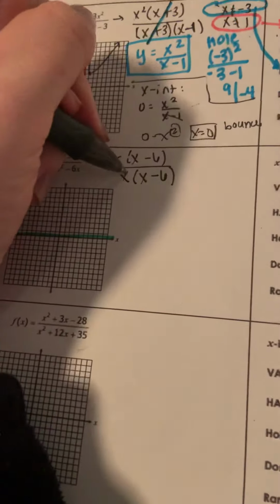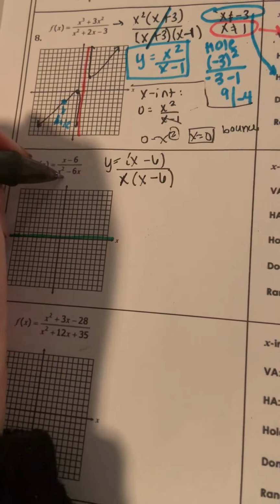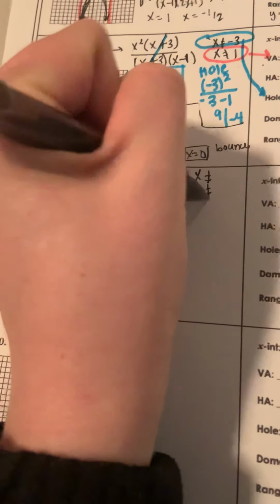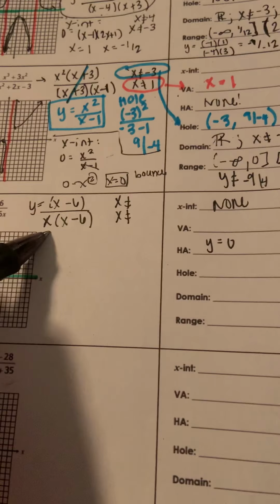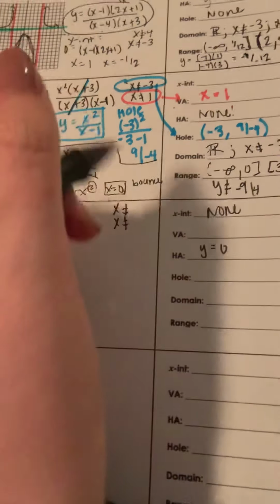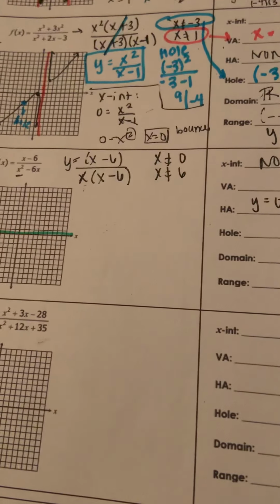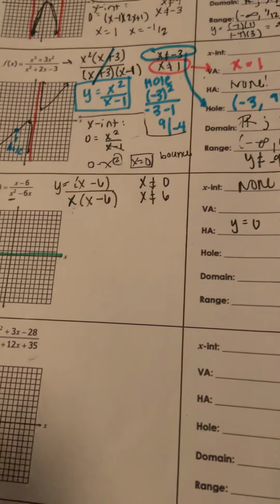Now I have 2 x's in the denominator. Noticing that it's x squared in the denominator means there's going to be 2 discontinuities. I don't know what they're going to be; they could be either vertical asymptotes or holes. In this case, I have one at 0 and one at 6, so x cannot be 0 and x cannot be 6. Cool. What's the difference here? What happens at those points?